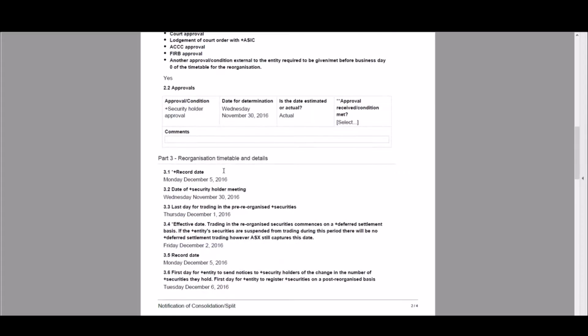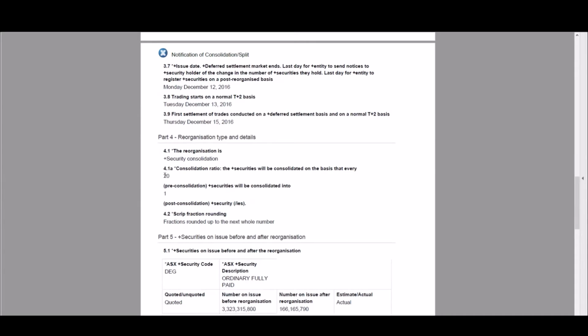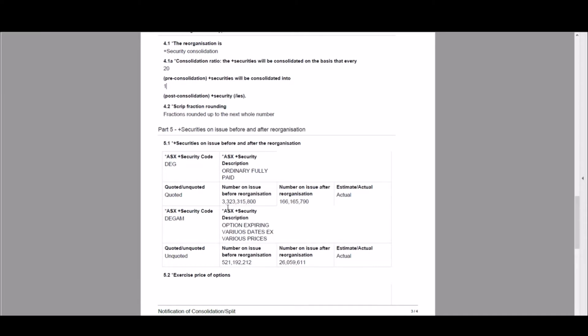In order to alleviate this problem and make the stock more enticing to future investors and just more tradable in general, a company will pull out a consolidation/split announcement, which is an ASX template and it's quite ugly. So we just skip down to section 4 and it shows us the ratio they do the consolidation at. In this case, it's 20-to-1. And in section 5, it shows us the pre-consolidation shares, which is 3.3 billion, and post-consolidation is 166 million.